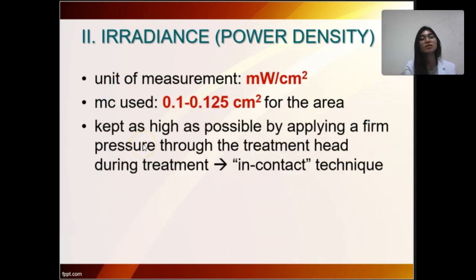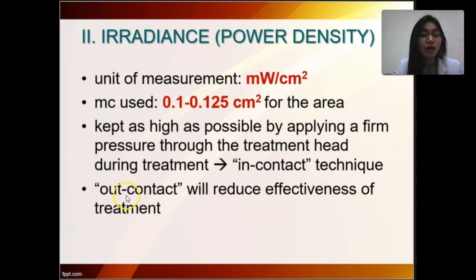This is kept as high as possible by applying a firm pressure through the treatment head during treatment. This is what we call the in-contact technique. Actually, in our lab, this is what I demonstrated. But I wasn't able to demo the non-contact. Somehow they are the same. The only difference is that one is in contact, while in the other you don't contact the skin.